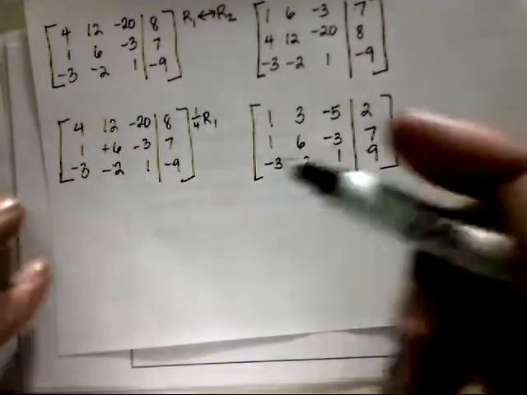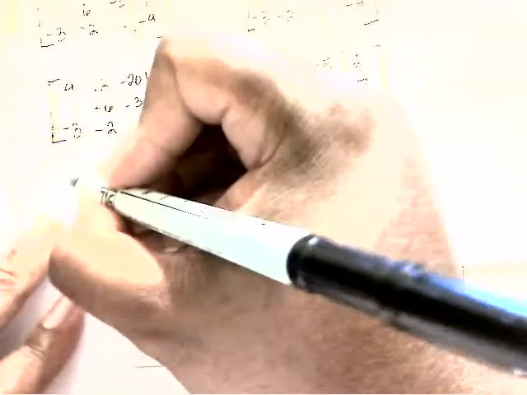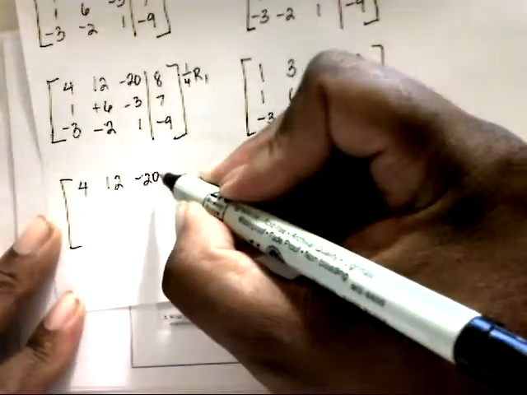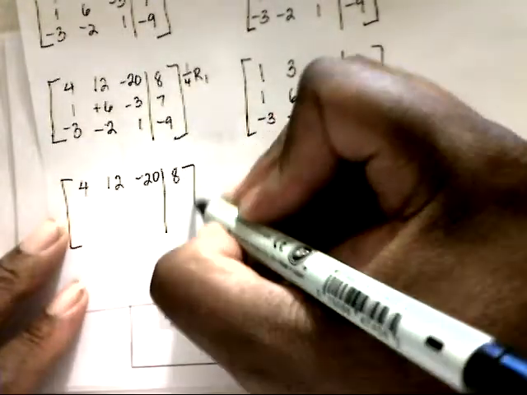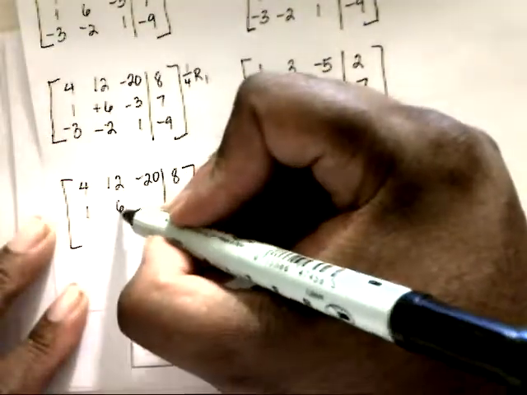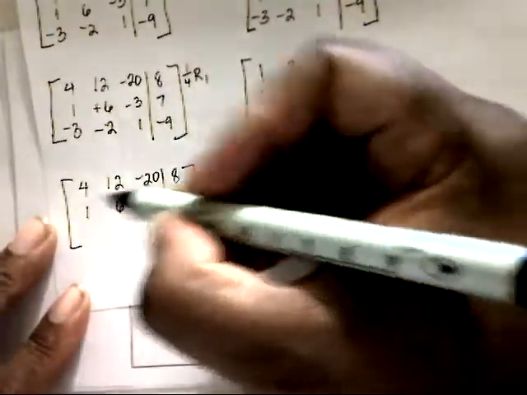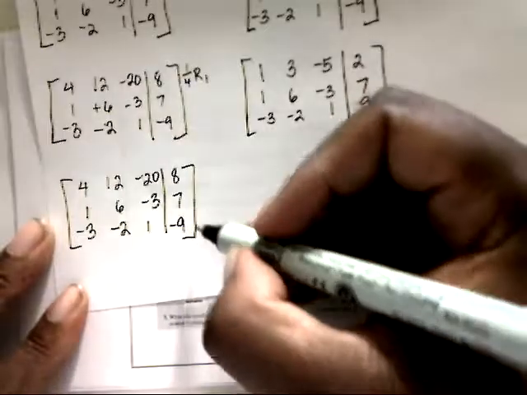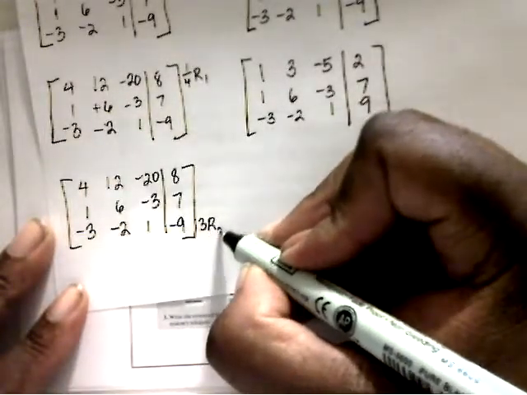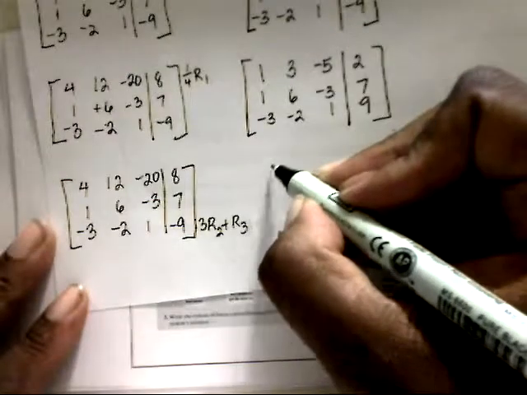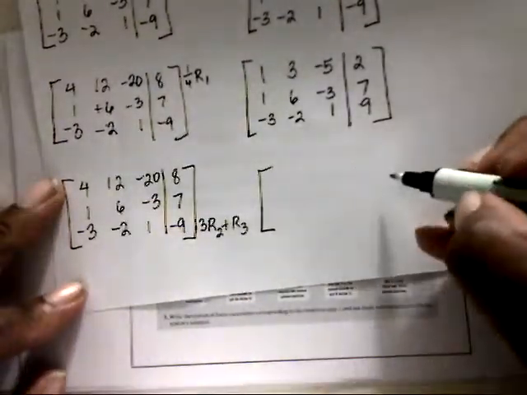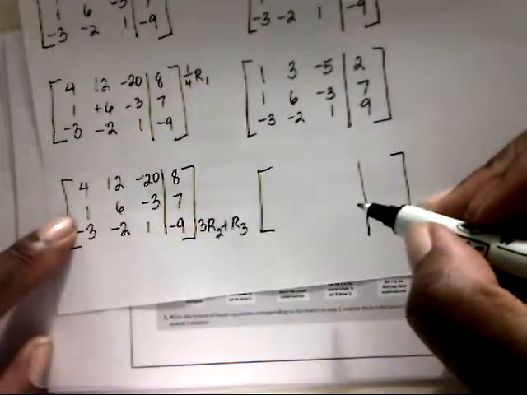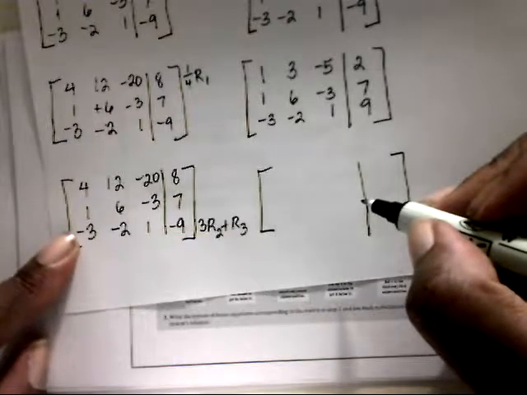And then finally part C. I'm going to rewrite the original matrix that was given to us. But this time I'm going to do 3 times the second row, and I'm going to add that to row 3. So row 3 is going to change because I'm taking 3 times row number 2, and I'm going to add whatever it is to row number 3.